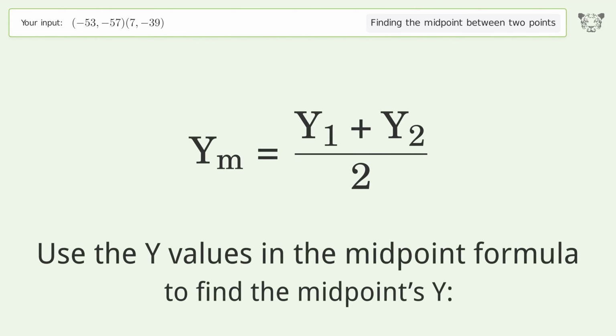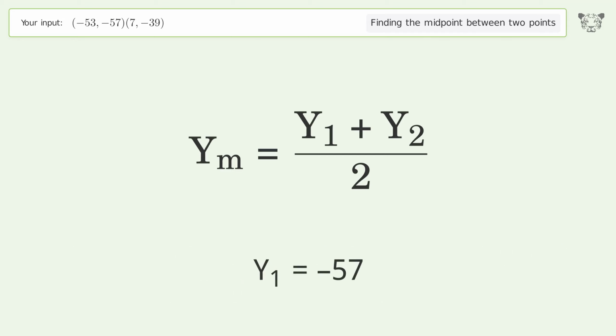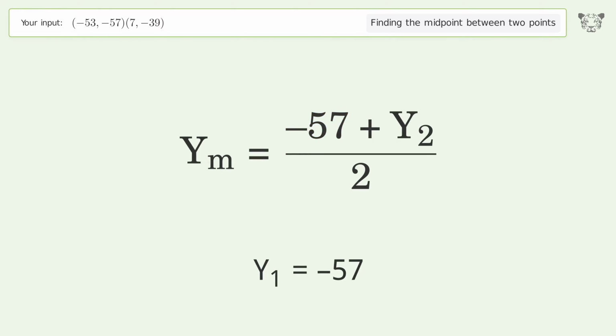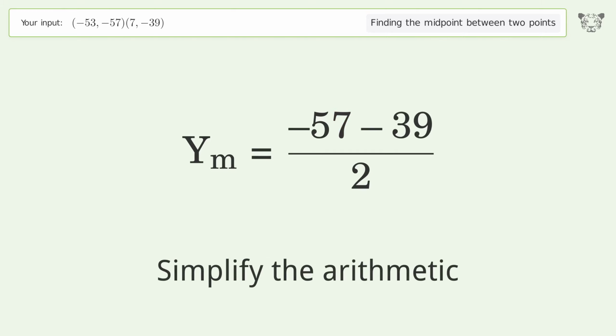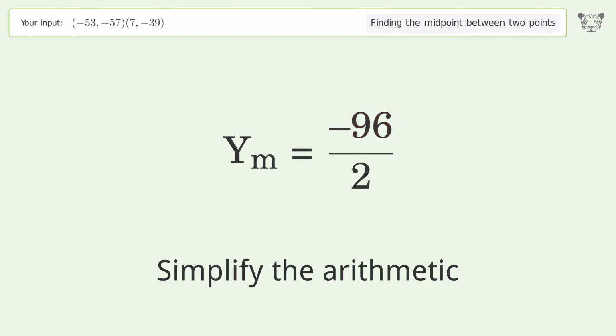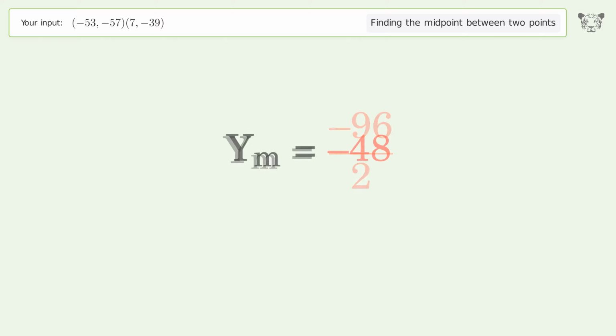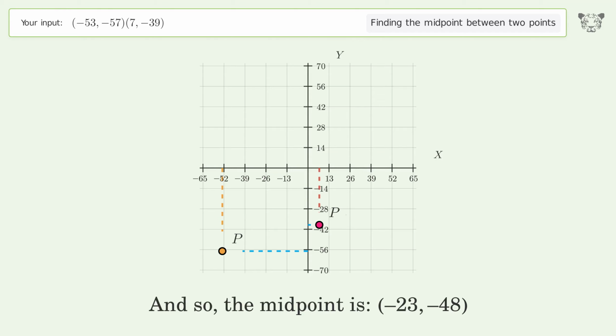Use the y values in the midpoint formula to find the midpoint's y. y1 equals -57. y2 equals -39. Simplify the arithmetic. And so, the midpoint is -23, -48.